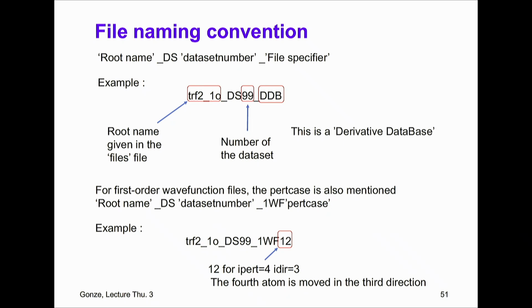Then there is also the case where first order wave functions or first order density will come as a result of many different perturbations. And they are indicated by an index mentioned at the end of this label. First order wave function for perturbation 12. Okay, so you don't need to master this thing, but when you read this in the tutorial, you should be aware of what it is about.